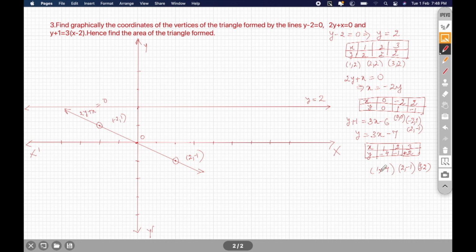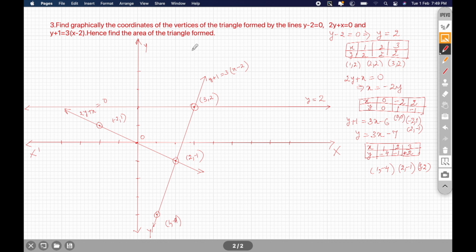Next, the third line. So 1 comma minus 4 to be plotted. This is 1 here in the x-axis, then minus 4, right? 2, 3, 4. So this point, 1 comma minus 4. Then you have 2 comma minus 1. 2 comma minus 1 is this point, it is the common point, and 3 comma 2 is here. Now let us join all the 3 points that we have obtained and extend it. So this is the graph of the equation y plus 1 equals 3 into x minus 2.